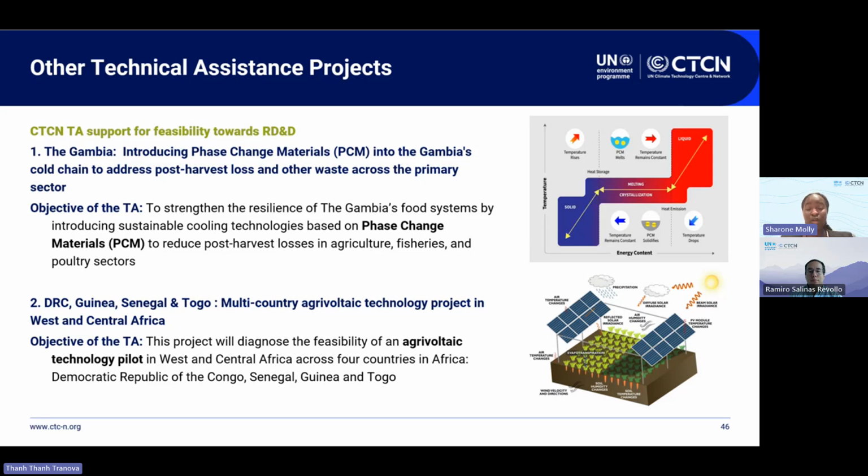So with this technology, by demonstrating and doing the research to see how PCM performs against other alternatives for cooling, and trying to collect data, and then of course, in the end, doing a small pilot to demonstrate this technology, will be something that Gambia will really benefit from.